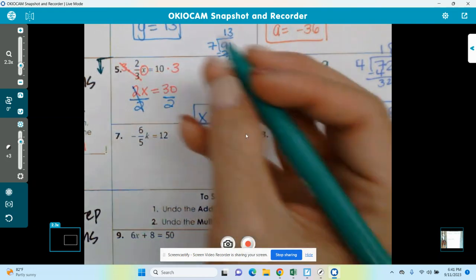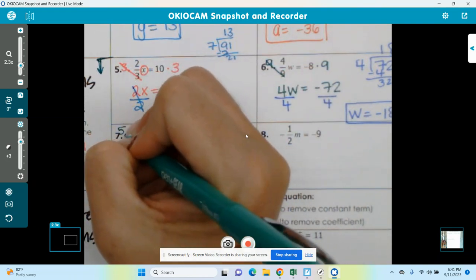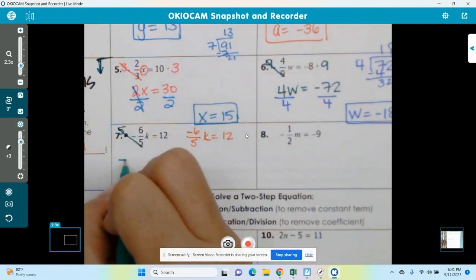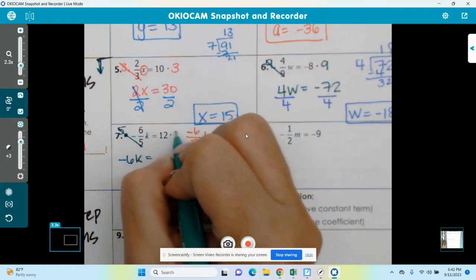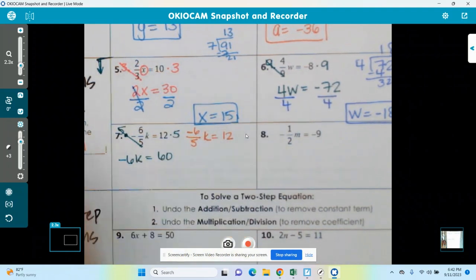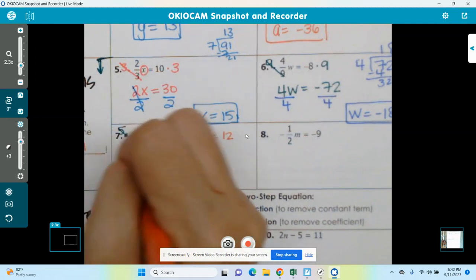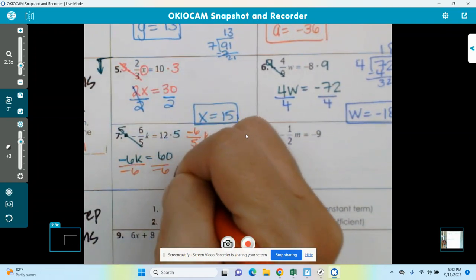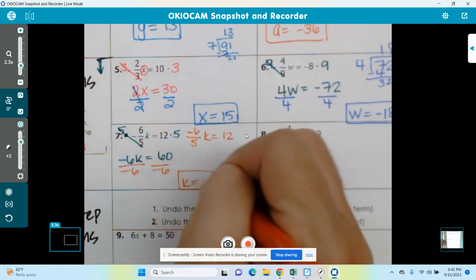All right, so here we go. We're going to do times 5. That crosses out our 5. So we're left with negative 6k equals 60. And then we're going to divide by negative 6, and k is going to equal negative 10.